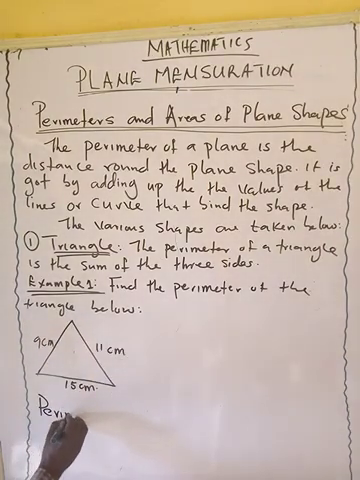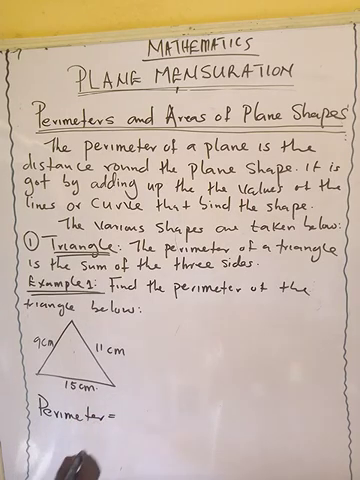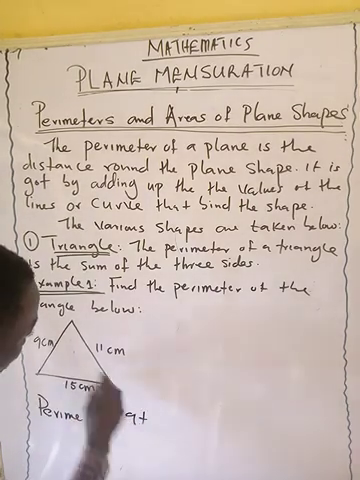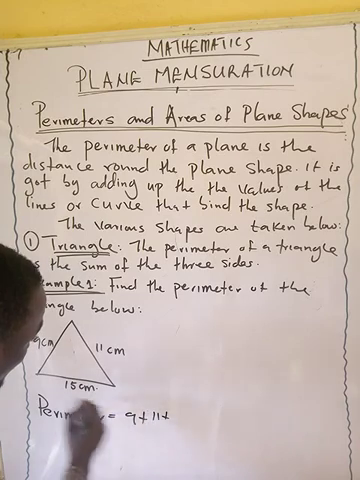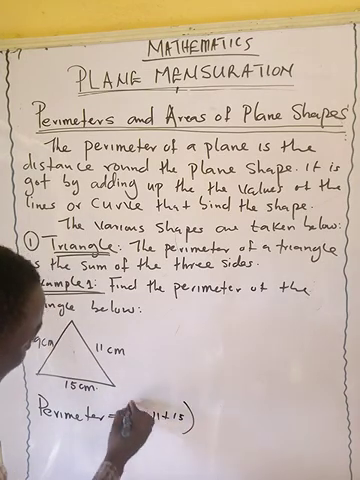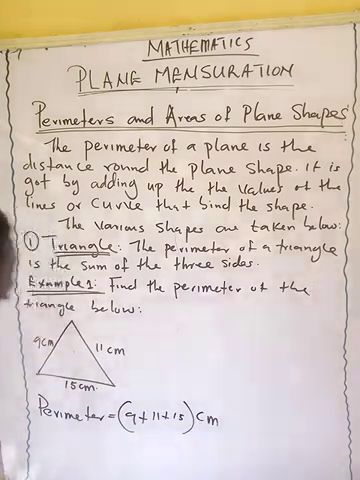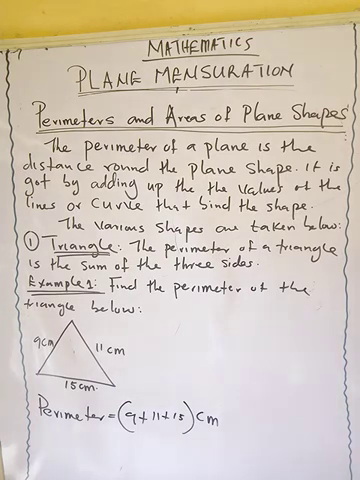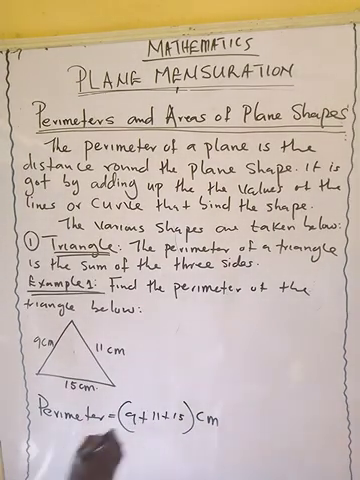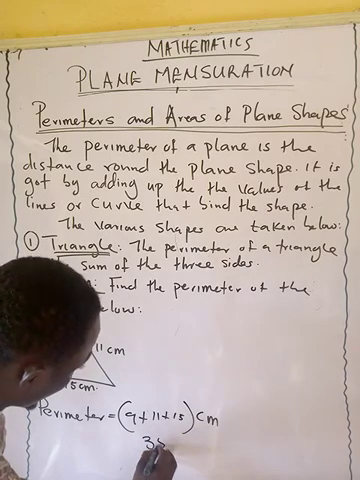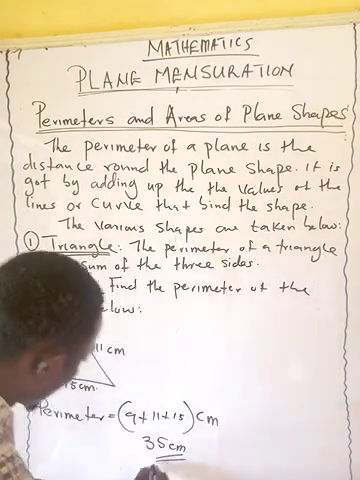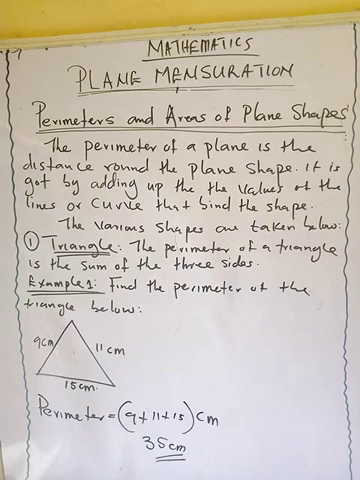Perimeter will now be 9 plus 11 plus 15. Don't forget, everything is in centimeter. 9 plus 11, that is 20. 20 plus 15, that is 35. 35 centimeter. That is how to calculate the perimeter of a triangle.